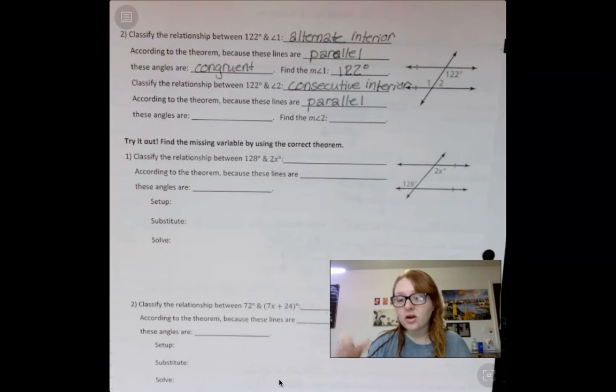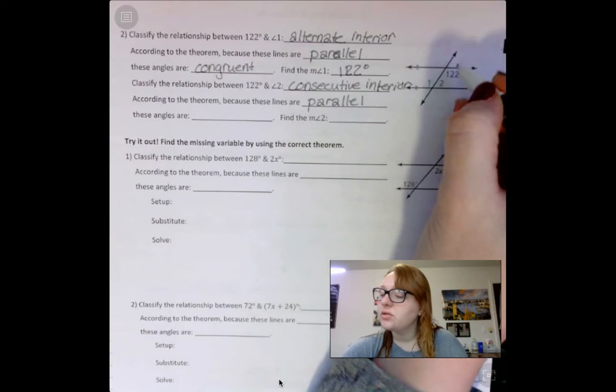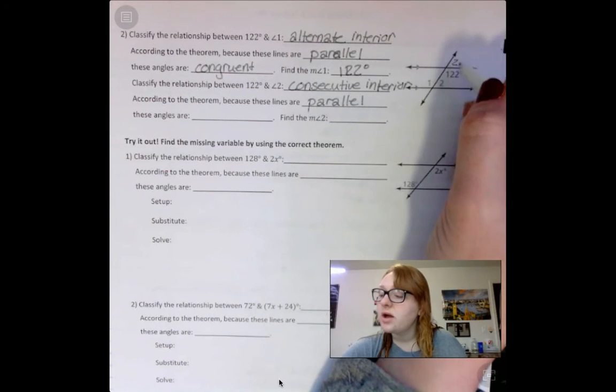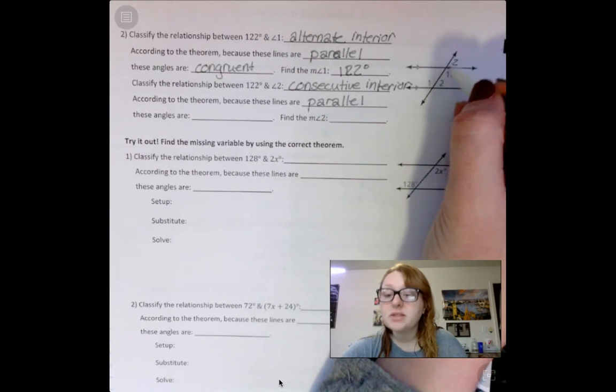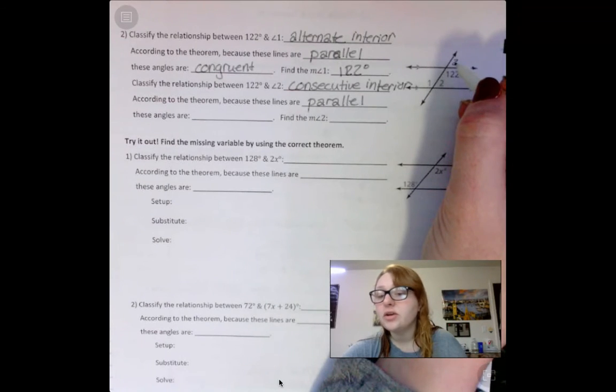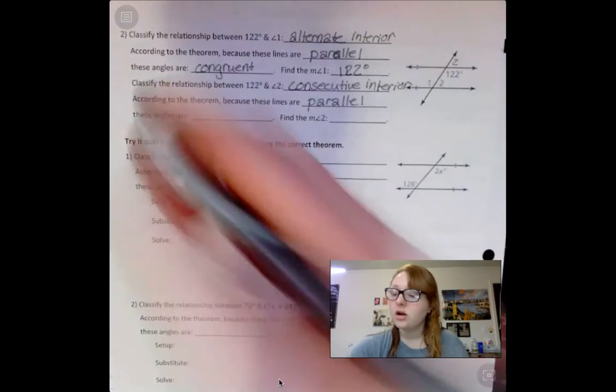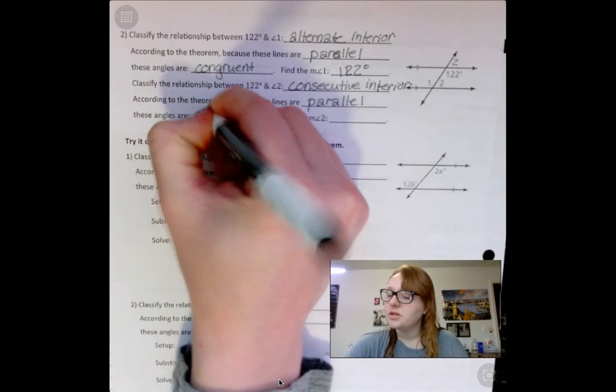But because they are on the same side of the transversal, and again, angle 2 and this unmarked angle up here, they are corresponding. So that means this is the same as angle 2. So these two angles need to be supplementary, to add to 180 to form a linear pair. So these are supplementary.